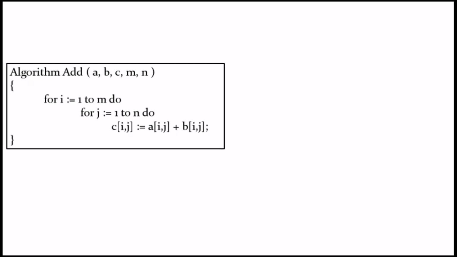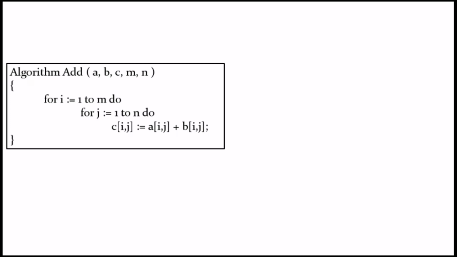So in the algorithm, there are two for loops. The first one is the I for loop, which starts from I equal to 1 till M. So this will be repeated M plus 1 times. The next for loop is J equal to 1, and it will continue till N. So this loop will execute from 1 to N. That means it will execute N plus 1 times.